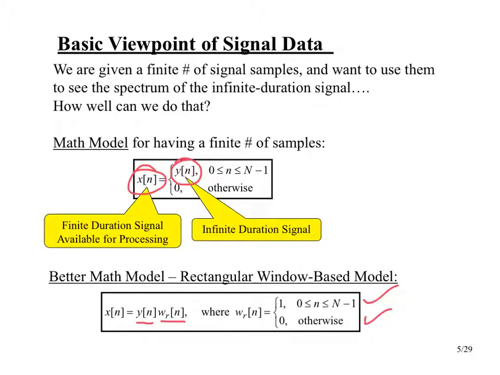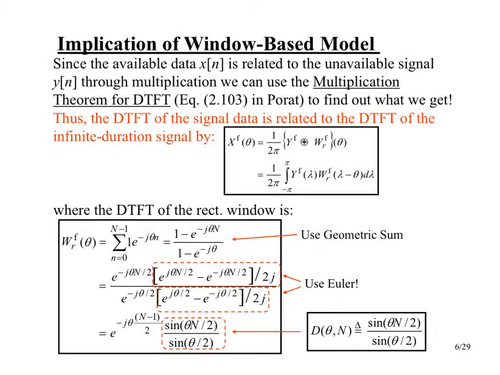So this is just math. What we physically do is we just collect n samples. But to be able to analyze this mathematically, we think about our original infinite duration signal y being multiplied by a rectangular window, and that's mathematically modeling the act of collecting n samples.